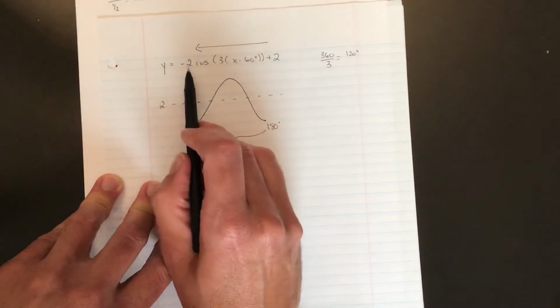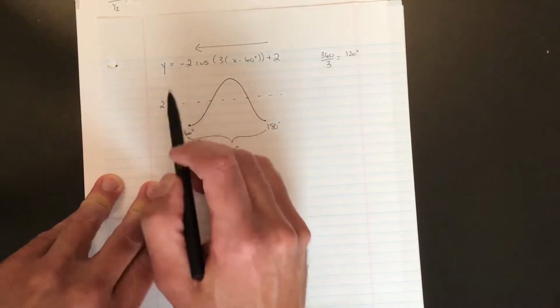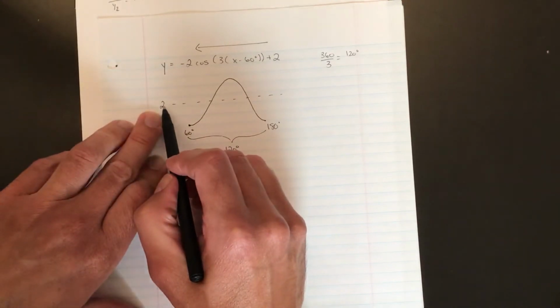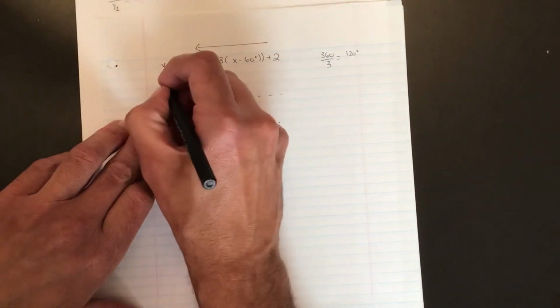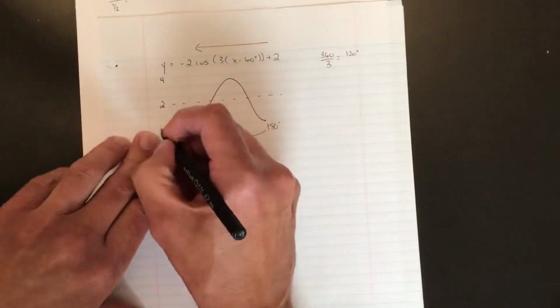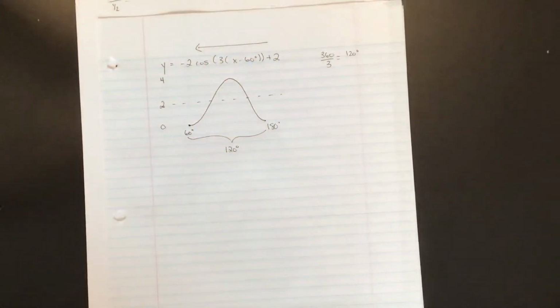Then the last thing is the 2, which is the amplitude. The amplitude is the distance from the equation of the axis. So if my equation of the axis is at 2, I add 2. So I finish at 4. I subtract 2, and I end at 0.